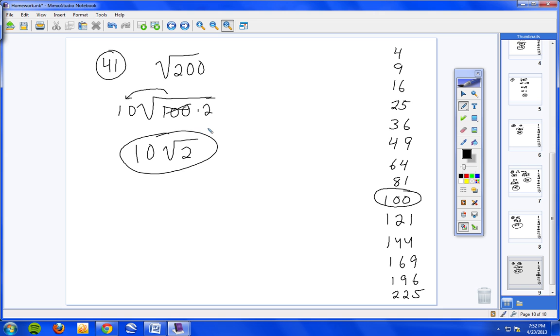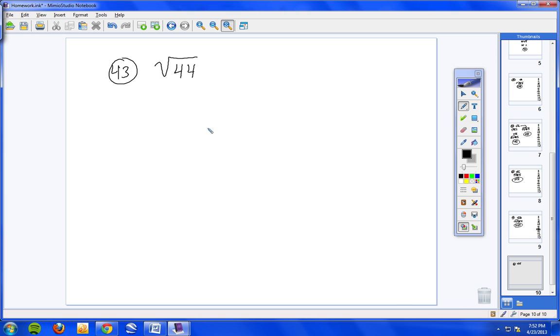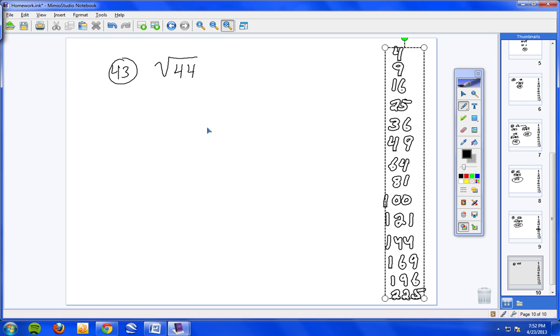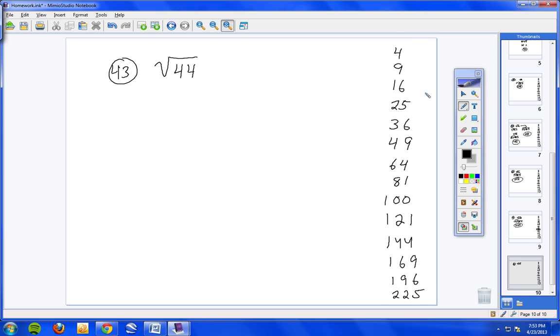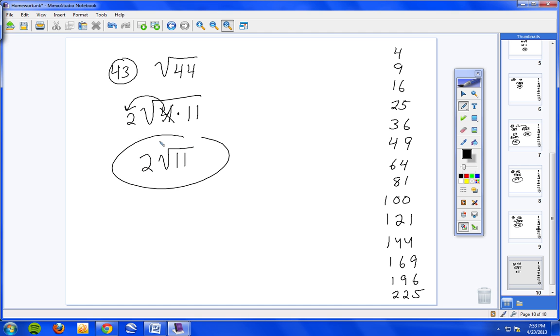And now moving on to the last problem, number 43, square root of 44. Well, when I look at my list, the only thing I can see that goes into 44 is 4. And 4 goes into 44 11 times. So 4 times 11, cross off the 4, put a 2 on the outside, and we're left with 2 square root of 11. You really should be able to do these very, very fast, okay, for what we're going to be doing in math this chapter, okay?